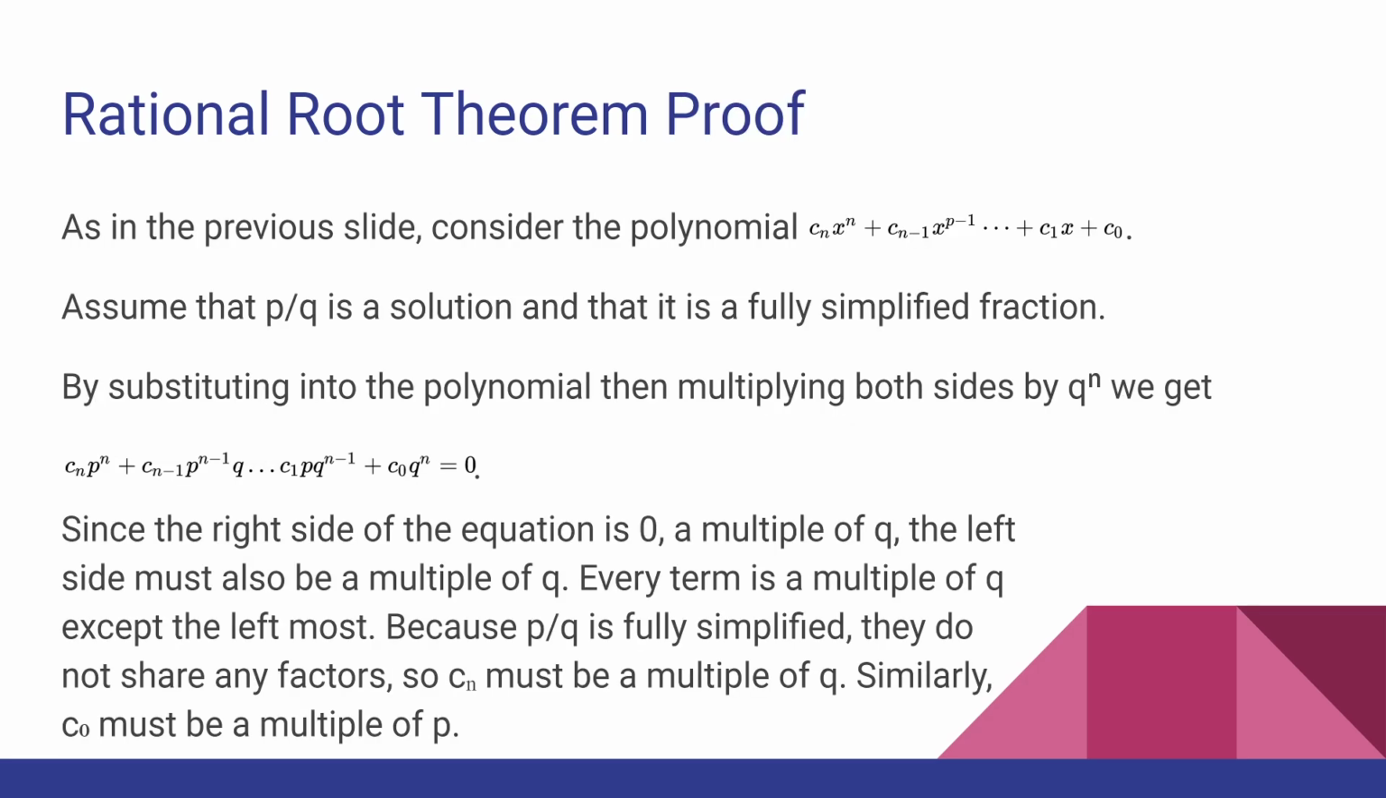Right, so to basically prove this, we assume that p over q is a solution to our polynomial that was in the previous slide, and we assume that it's a fully simplified fraction. So by substituting into the polynomial and multiplying both sides by q to the n, we get that new polynomial as shown on the slide.